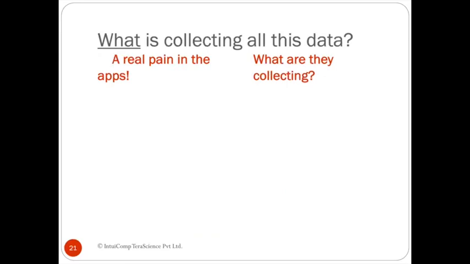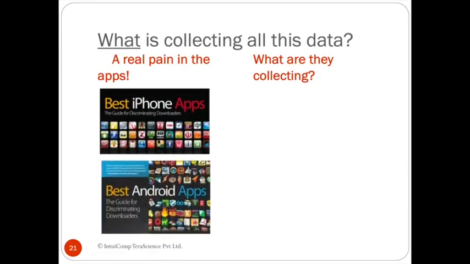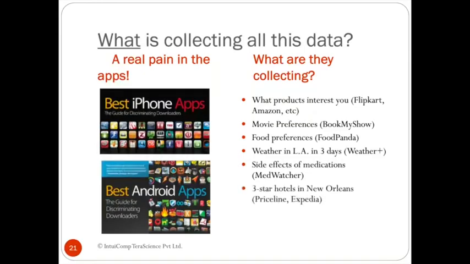Next is the apps: best iPhone apps, best Android apps. What are they collecting? What products interest you? Flipkart, Amazon, etc. Movie preference, BookMyShow. Book preferences, food preferences come, Foodpanda. Weather in 3 days. Side effects of medication, MedWatcher. 3-star hotels in New Orleans. Which PC should I buy? Where? So, price check.